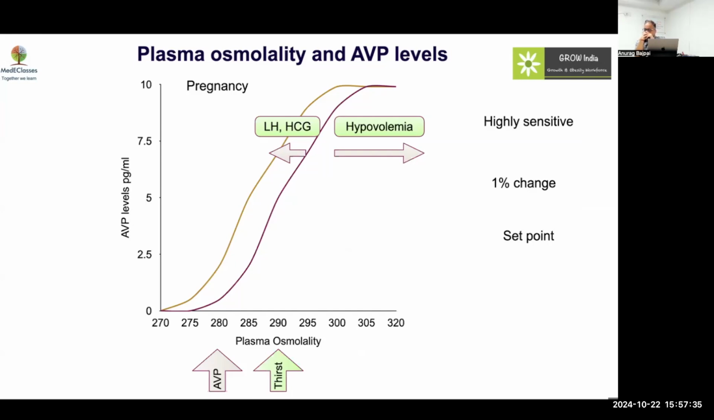Damage to the hypothalamus means not having thirst, so the thirst sensation is not there. Surgery done, it's the same thing. Then there is access to water: somebody who is nil per orally and you are not giving water, or neonates, who can't drink water by themselves. So again, that's the access issue.